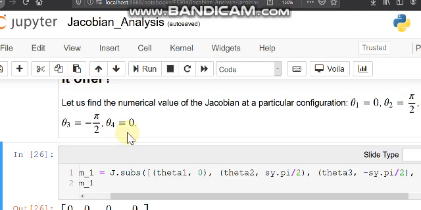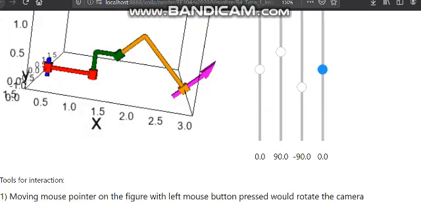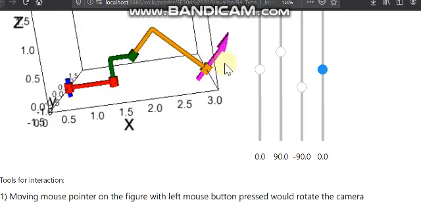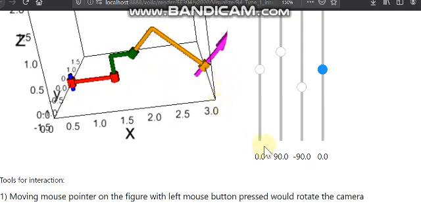And this particular set of joint angles or joint variables corresponds to the configuration of the robot that is shown in this figure. You may see that the slider values are all 0, 90, minus 90, and 0 degrees. The speciality of this configuration is that all the joint axes, this is the first axis, this is the second one, this is the third, and this is the fourth, they all align in a single plane.